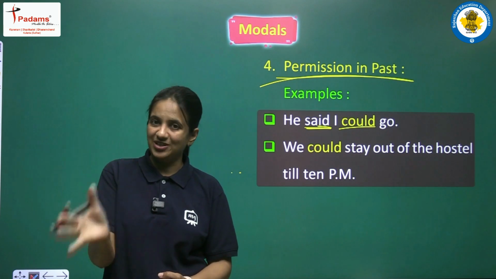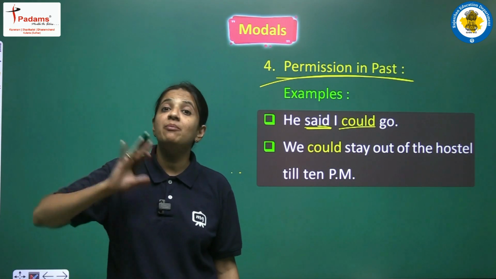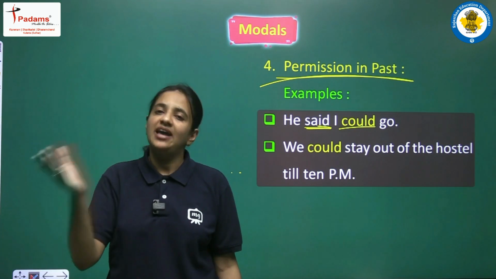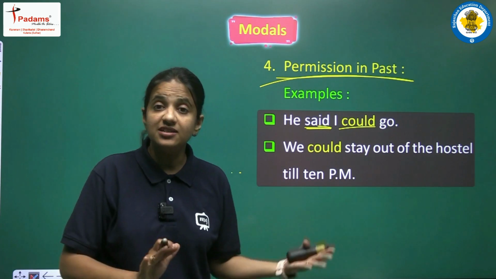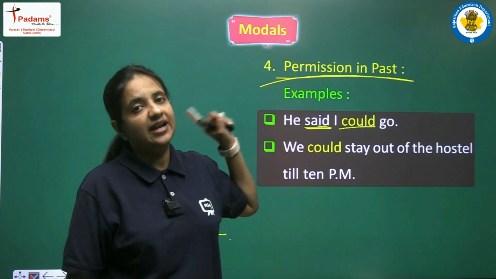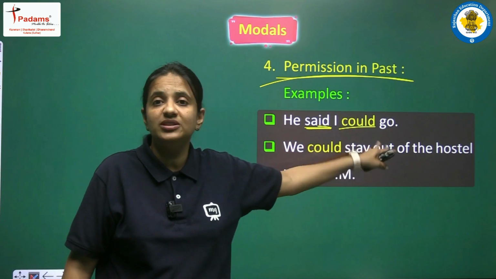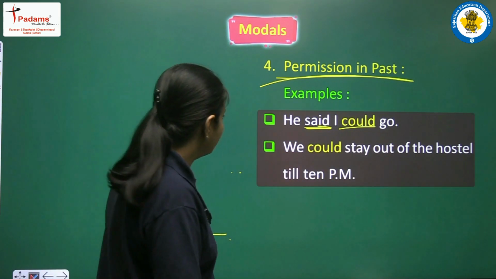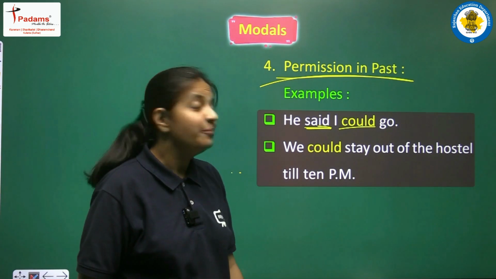But again, what is the difference? The difference is that can is used for permission but only in the present time, and could is used for permission but only in the past time. So here we are having said, that is past simple tense, and because of this we are using could here for the permission. Next example, we could stay out of the hostel till 10 p.m.